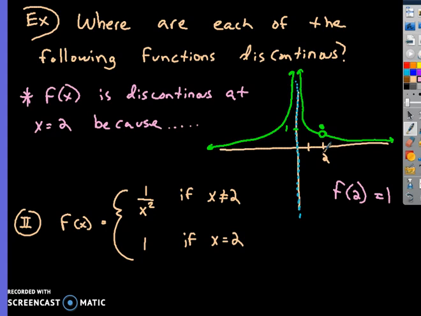But the reason why this isn't continuous is because the limit as x approaches 2 of f of x isn't the same thing as f of 2. So you take a look at it, the limit is whatever these two sides are approaching, whatever that is, that's what the limit is. But f of 2 is clearly 1. So that's the reason why this one is discontinuous by definition.